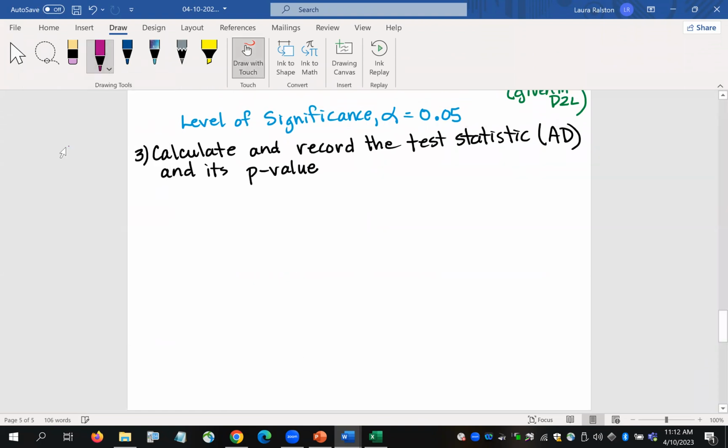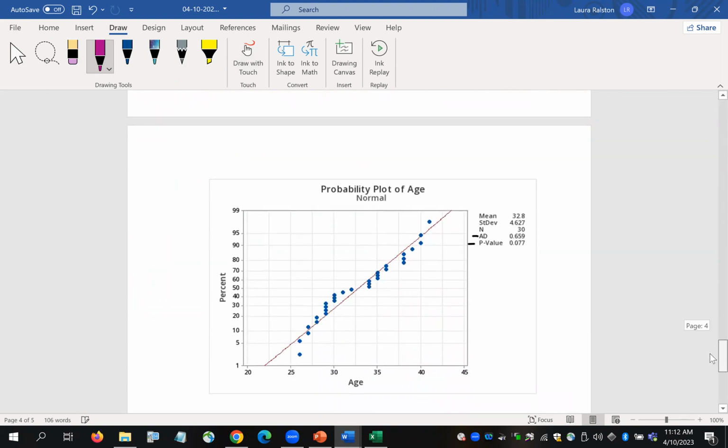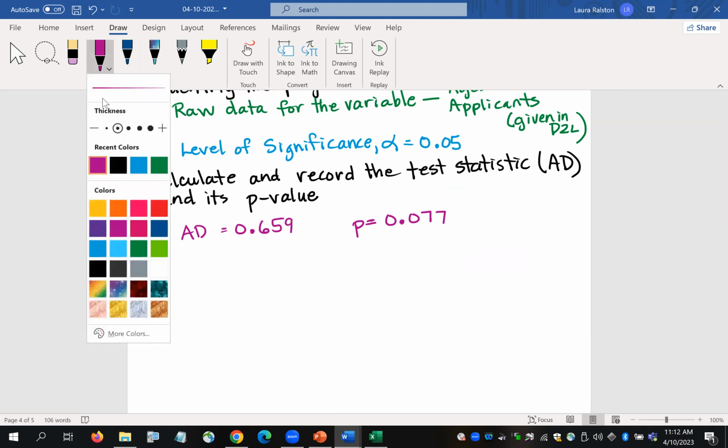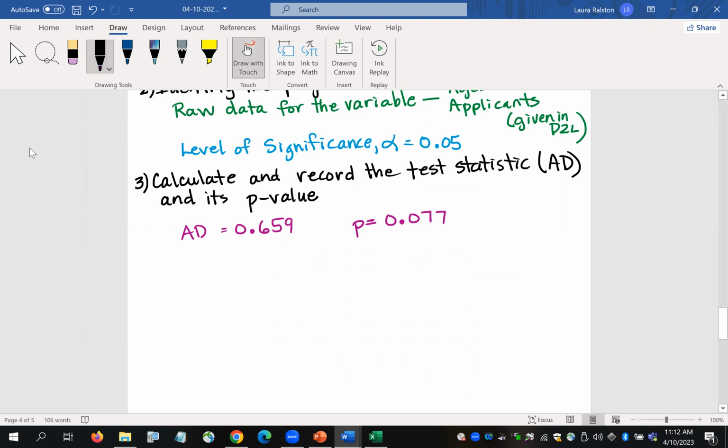My Anderson-Darling was 0.659. The p-value is 0.077. Okay, I pull those directly off of my probability plot from Minitab.